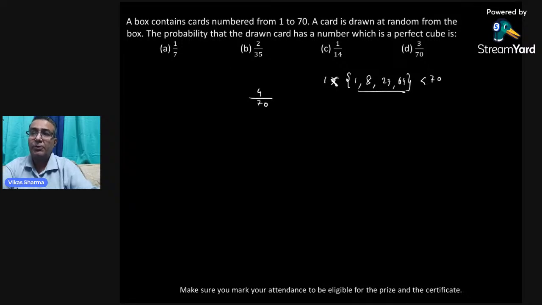So it becomes 4 upon 70. I think Aditya had given the first answer. Bhishmesh had said option D, which is 3 upon 70. Aditya is the one who gave the answer as C, which is 1 upon 14. Bhishmesh says that it should be option D, 3 upon 70. Firstly, he had solved it for perfect squares. So I think you're still wrong.